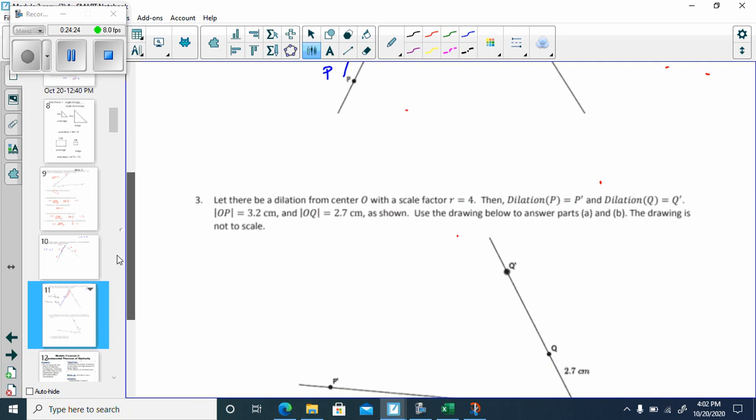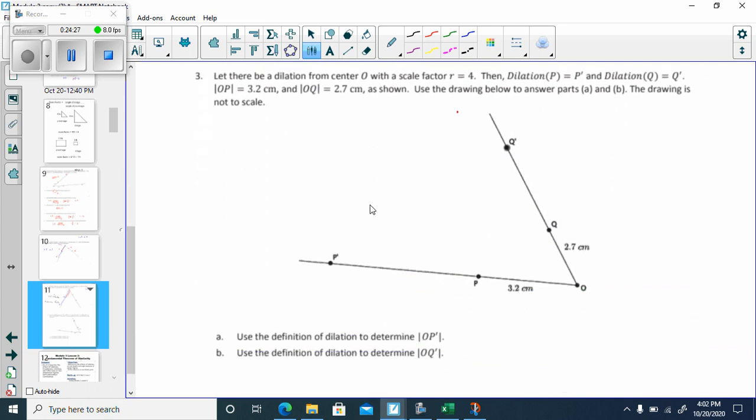And then the last thing down here at the bottom. Here's your thing. You got a scale factor of 4. We need to dilate this. OP, scale factor is 4. I'd simply multiply 4 times 3.2. How much bigger will it be? That's 12.8. This OP prime would be 12.8. If OQ is 2.7 and we're multiplying it by a scale factor of 4, what do we get? 4 times 2.7. 10.8.